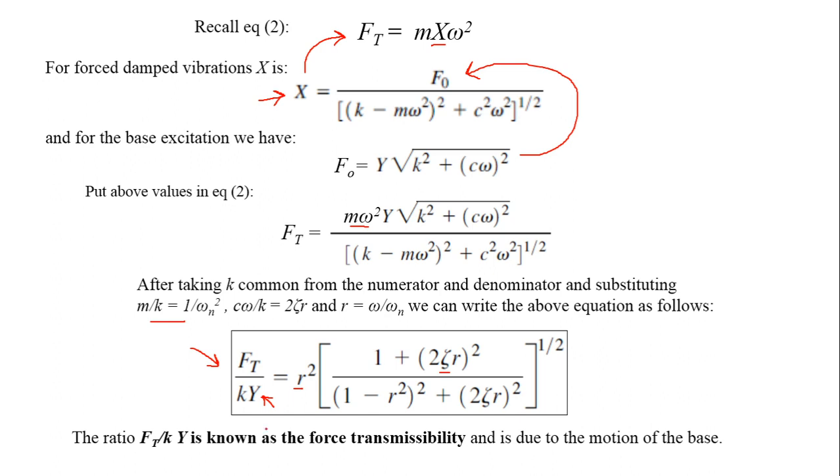So again we are able to spot that this Ft upon kY is known as the force transmissibility. Previously we were able to get this kind of a ratio, and we said that this is the displacement transmissibility, and it was also a function of zeta and r.